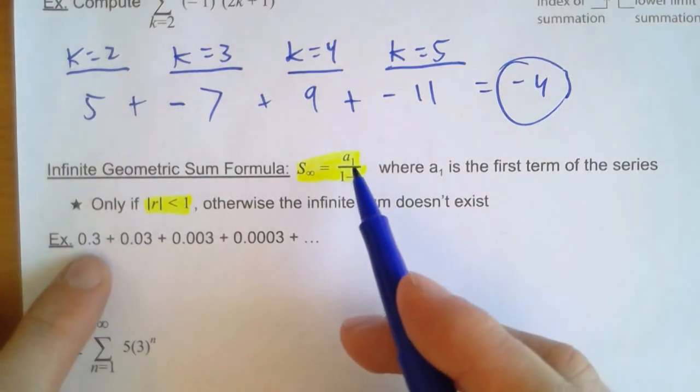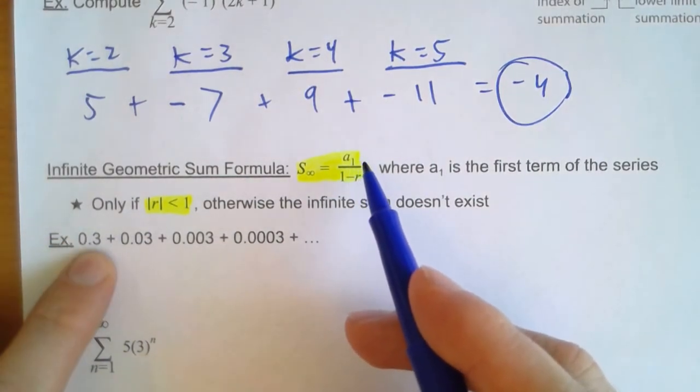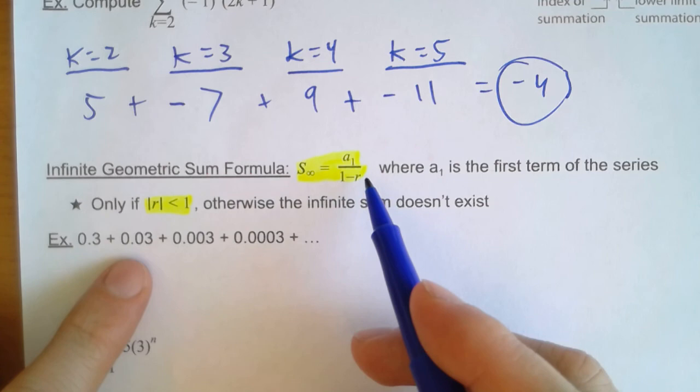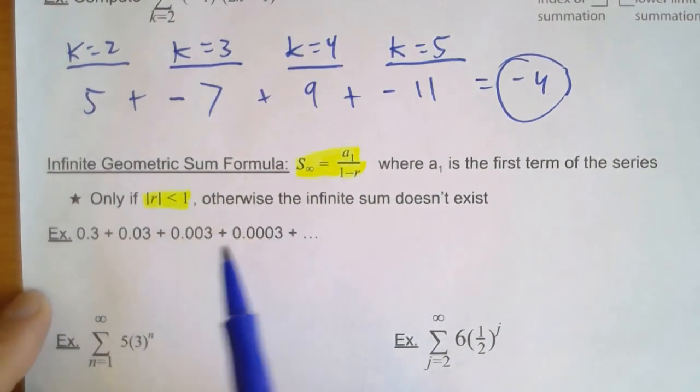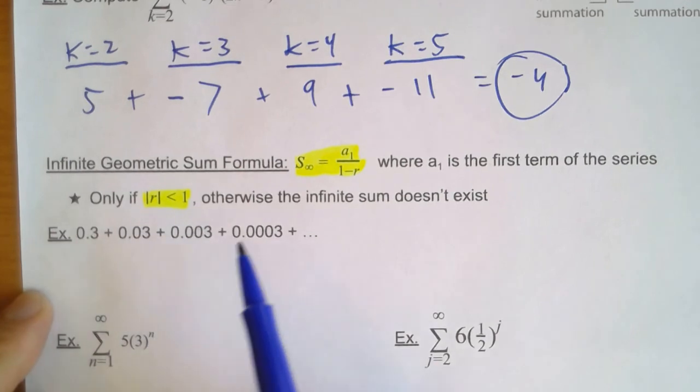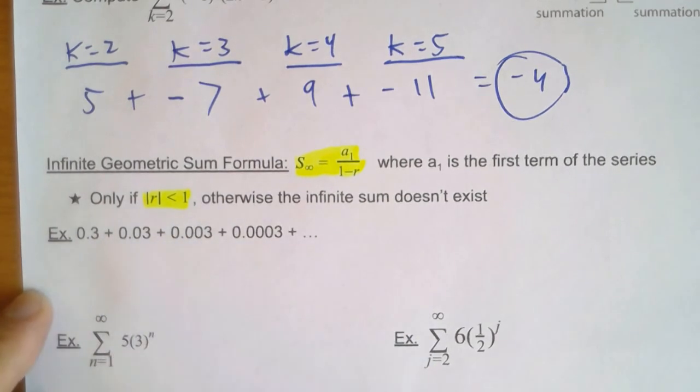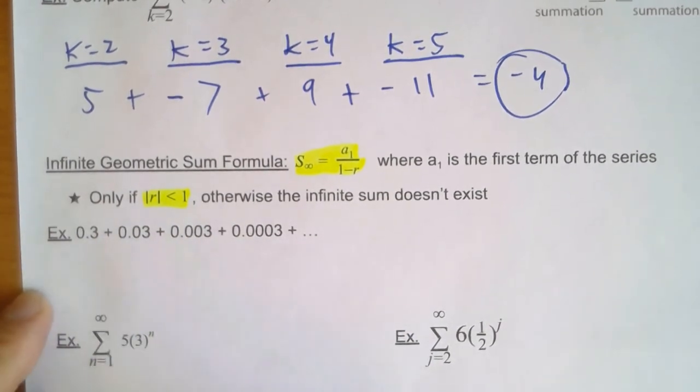So formula, we need the first term. We've already got that. That's the 0.3. And we need to know r. We need to know what is the common ratio or what is the common multiplier. So you might be able to look at this and figure out what you're multiplying by each time. If you're not sure, just divide backwards.